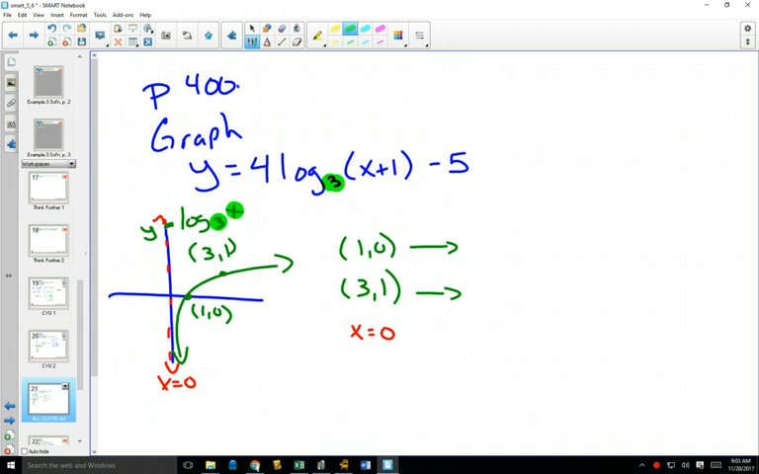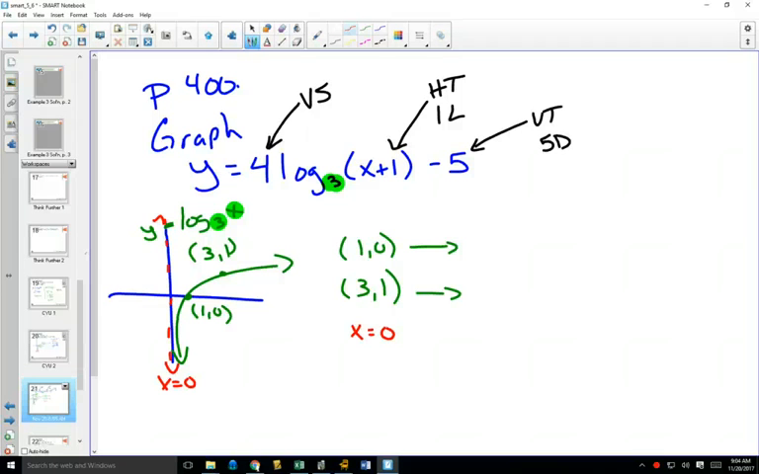So moving from left to right, if I label these things, that 4 is going to be a vertical stretch. We have no horizontal stretches. There's no number in front of the x plus 1. The next thing we run into is a horizontal translation. That's going to move everything 1 to the left. And finally, we have a vertical translation, 5 down.